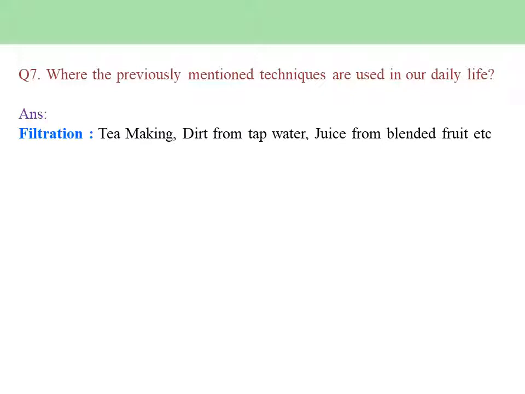Juice from blended fruit. We have seen many times that when we're blending fruit, some portion remains solid and some portion liquid. Now we exactly want the juice, the liquid part, not the solid part. So we use a cloth or any other filtering agent or net, and we allow the liquid to come out and the solid to stay behind. So what we are doing is filtering.